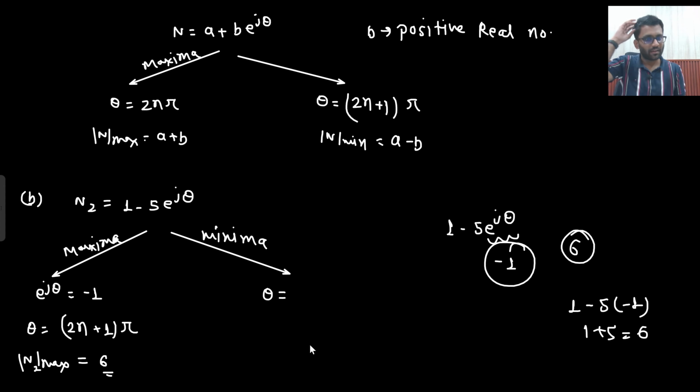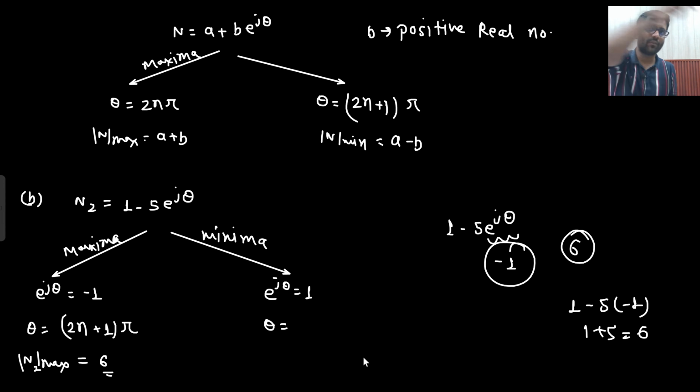And when will I get minima? For minima, I need e to the power j theta to be equal to 1. Because if this is 1, then 1 minus 5 would be equal to minus 4. So e to the power j theta should be equal to 1. So when will it be 1? You will think that cos 0 is 1.